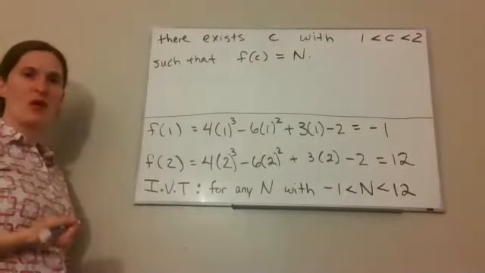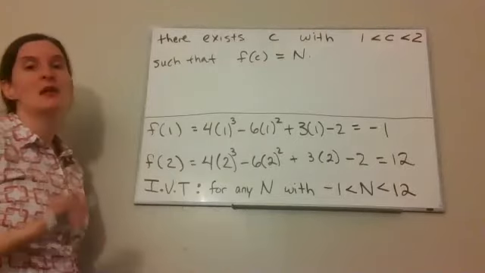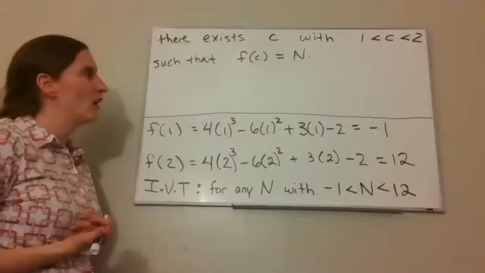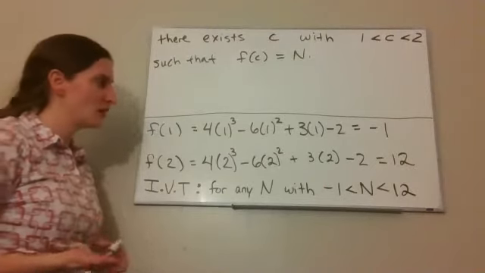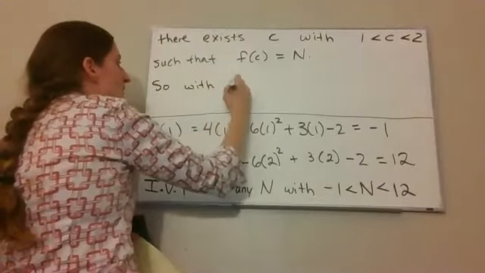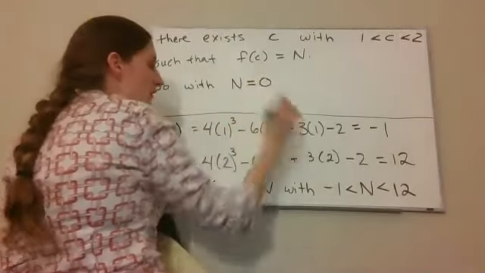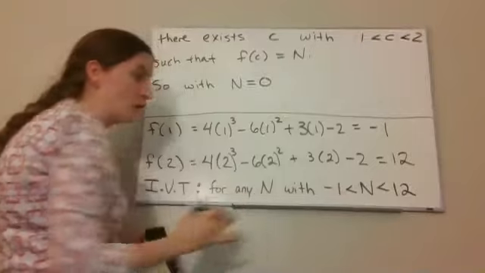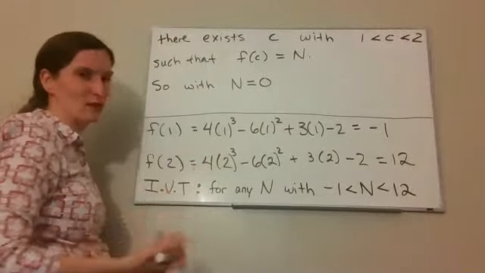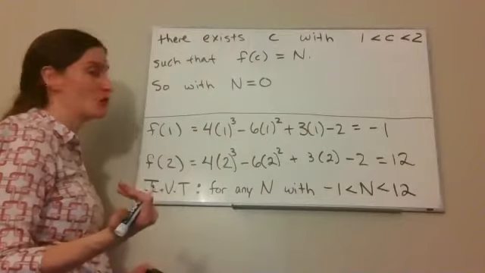Well, okay, but what were we trying to show in this problem? We're trying to show that there's a root. That means we want this n to be equal to 0. Notice n equals 0 does fall in between negative 1 and 12. We have a positive number and we have a negative number, and 0 falls in between that.